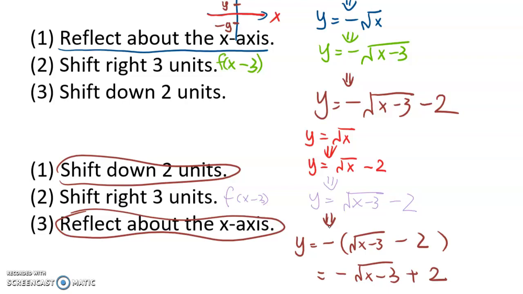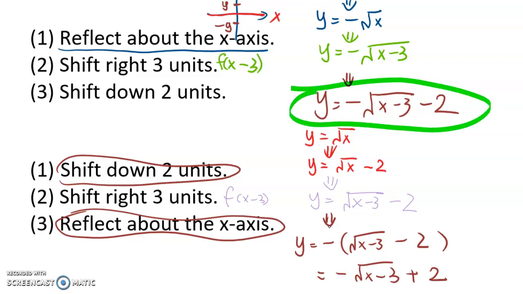So you can see we end up with a different equation just because we changed the order of the transformations.